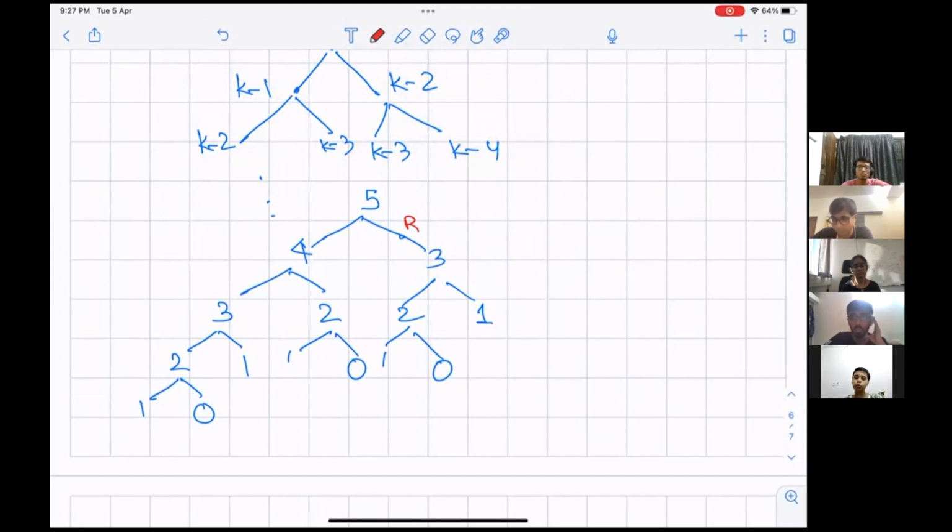Decreasing by 2. Okay, excellent. When I go left? Decreasing by 1. Excellent. Again, same thing. 1.